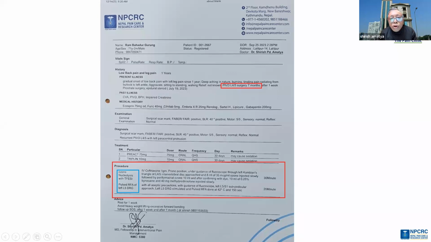So he came to follow up after 3 months, 2 months after the procedure, and he was very much happy that although he underwent surgery for disc prolapse 7 months back, which did not help him at all, this ozone nucleolysis and pulse DRG at the same level gave him an excellent result, and he was very happy about that. So I wanted to include this case also.